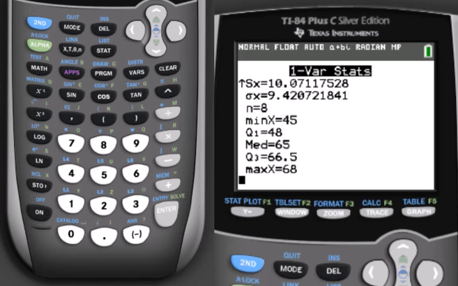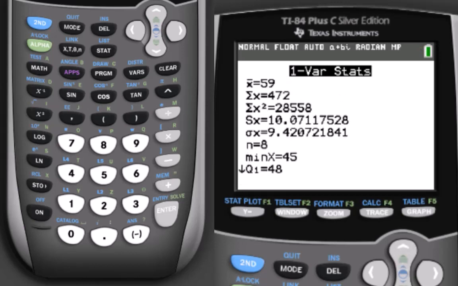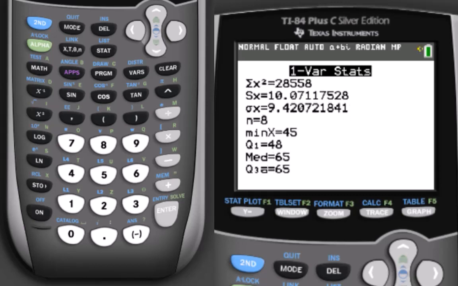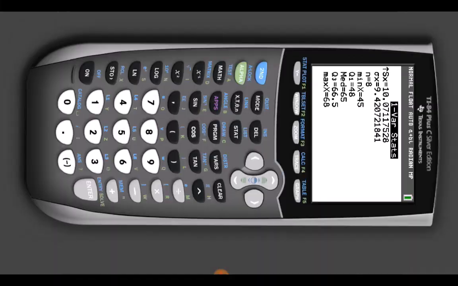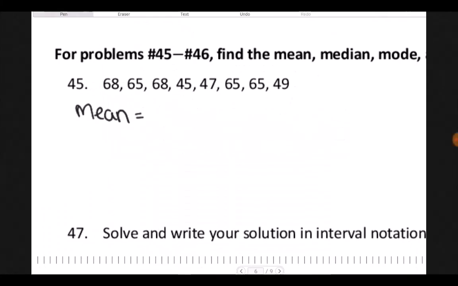So I'm going to go ahead and move back here. Let me just verify these answers are correct. So the mean is 59, right? Yep. And then the median, 65, and then the third quartile is 66.5. So let's go back to our document here.